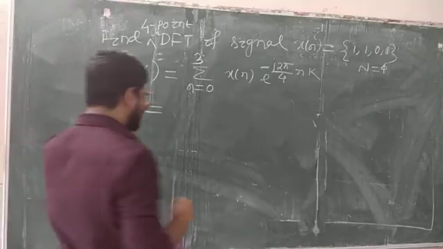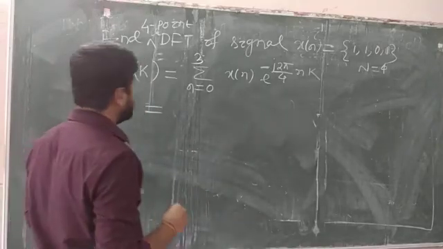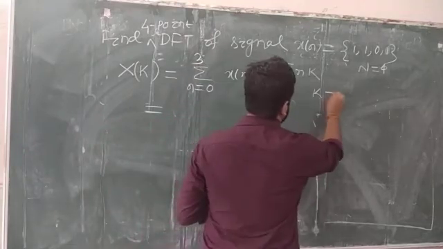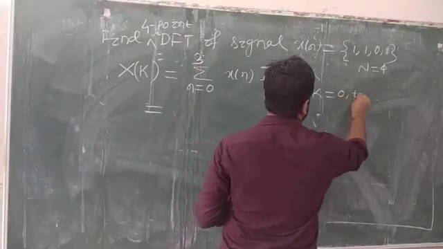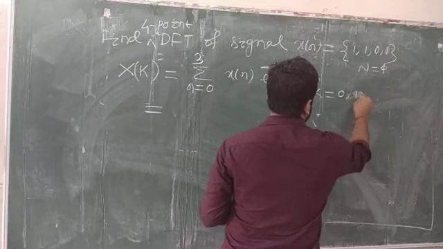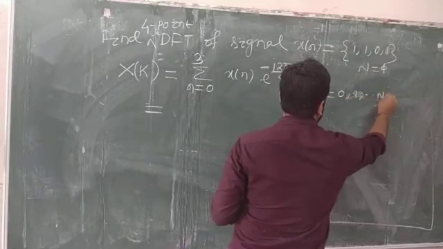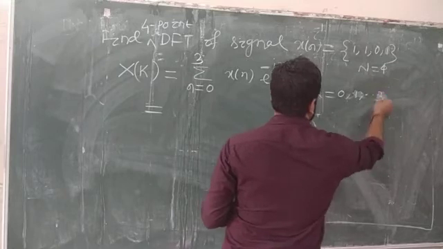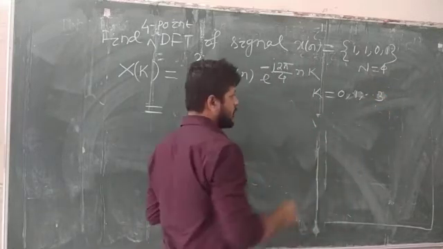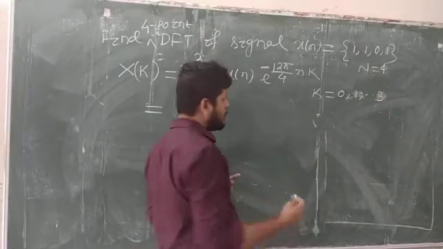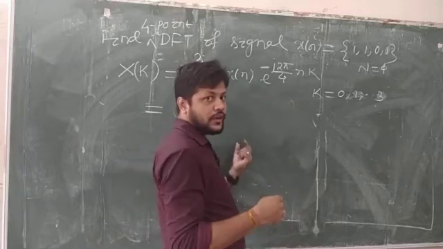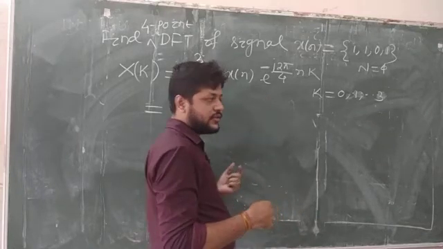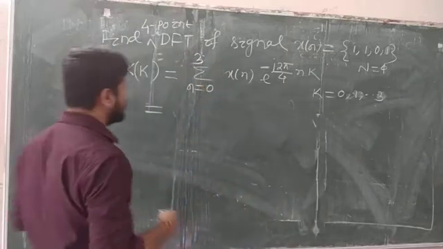We know here the k value is also varying from 0 to n minus 1. Because we are calculating a 4 point DFT, in place of n we have to put 4, so 4 minus 1 is 3. So k goes 0, 1, up to 3.